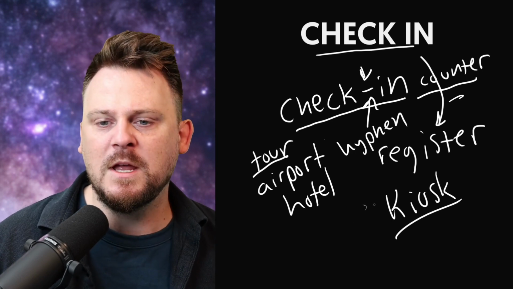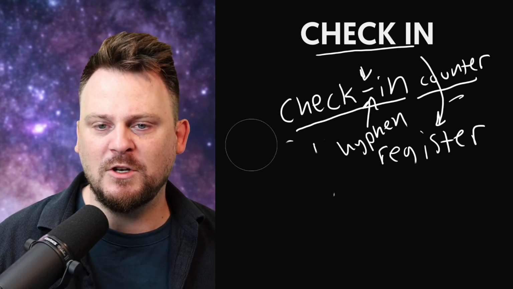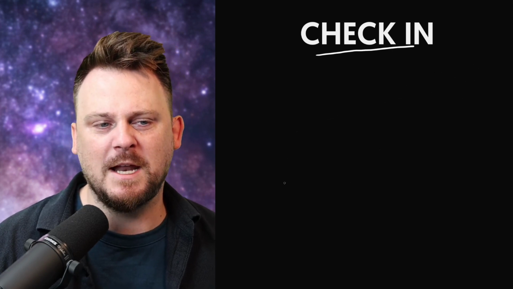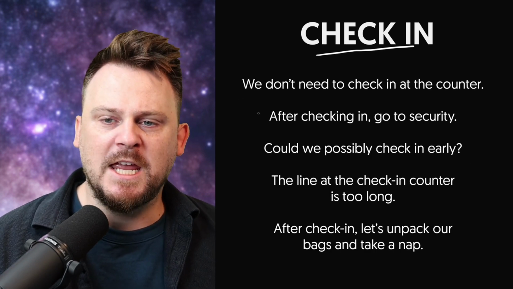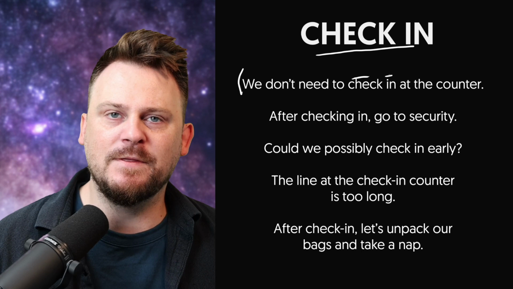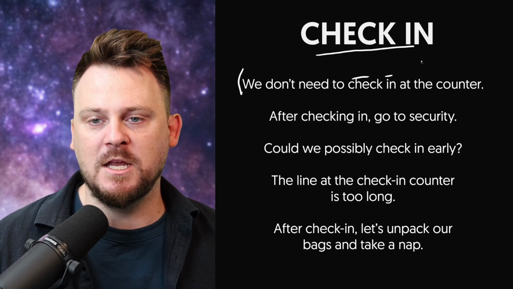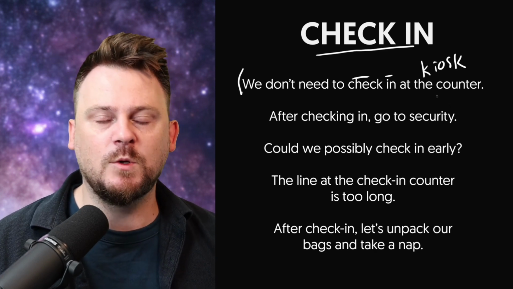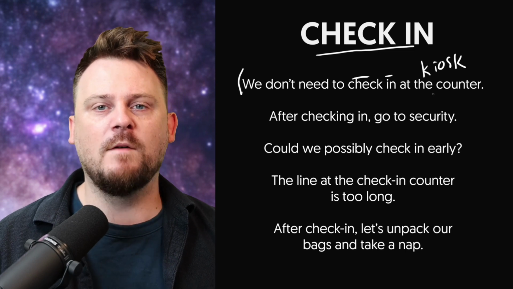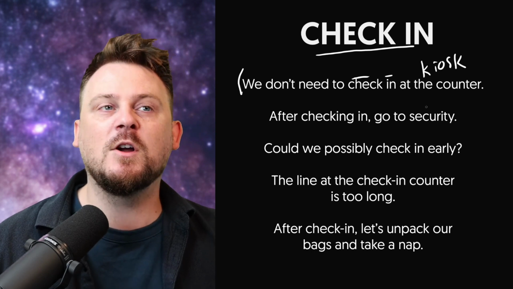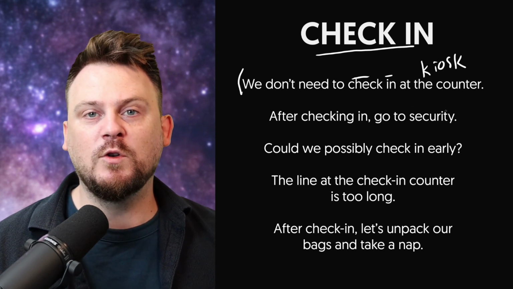So let's look at a few examples here. And we're going to talk about checkout as well. We have to really understand how this works, and the only way to do that is to see some examples. Okay. We don't need to check in at the counter. We don't need to check in, there's the process, at the counter, because maybe there's a kiosk. We learned that. But this can also be used as an ing. We're doing this. You would use it as an ing when you're in the middle of the process. After checking in, after doing that, right? After completing that ongoing action, go to security.